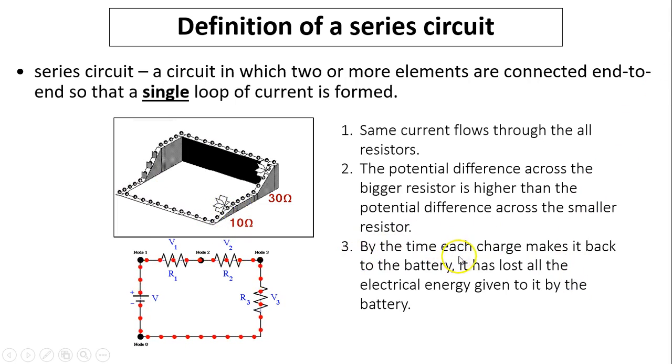The third, by the time each charge makes it back to the battery, it has lost all the electrical energy given to it by the battery. So when it comes back, it has nothing left. Then the battery has to redo the work. So here is a schematic diagram for three resistors connected in series. So R1, R2, and R3. As you can see, the bigger the resistance, the more the voltage.